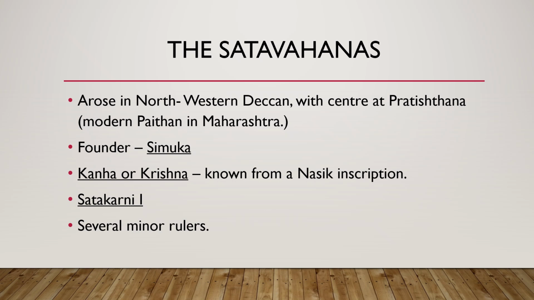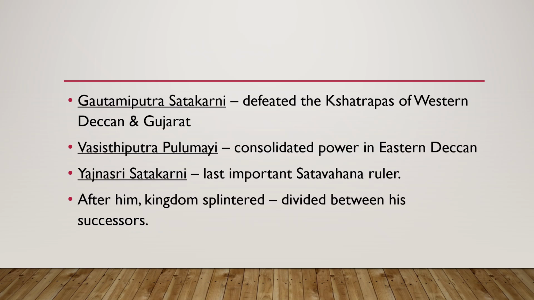Now we know very little about the rulers that followed Satakarni till we come to the reign of Gautamiputra Satakarni. Gautamiputra Satakarni was the most prominent Satavahana ruler, and one of his major achievements was the defeat of the Kshatrapas of Western Deccan and Gujarat. Gautamiputra Satakarni was succeeded by his son Vashishtiputra Pulumavi, and it was at this time that the Satavahanas consolidated their power in the eastern Deccan. Yajna Shri Satakarni was the last important Satavahana ruler, and after him, the kingdom was splintered and divided between his successors.